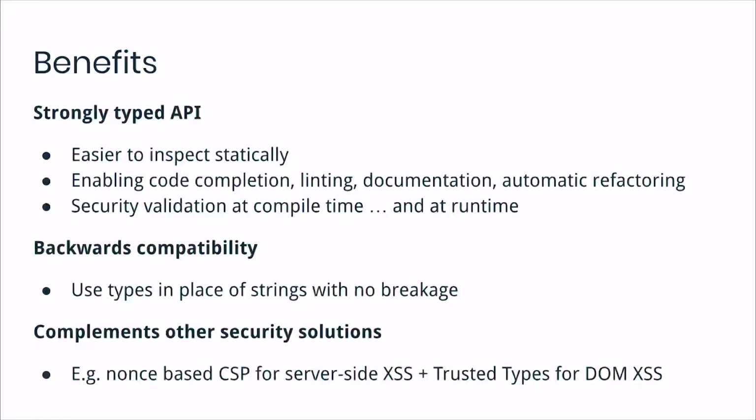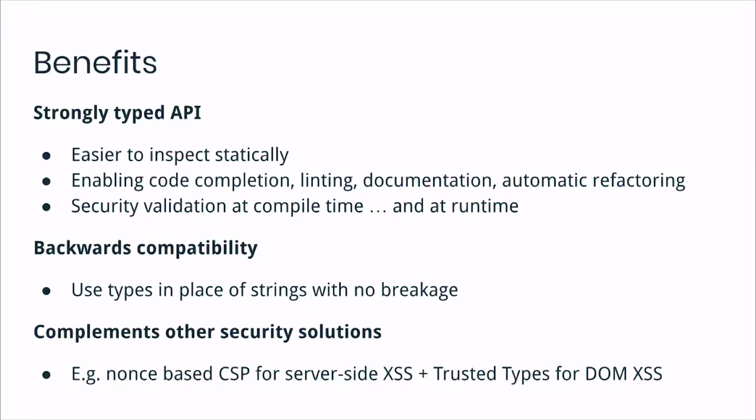But there's more. This API is strongly typed, meaning that our JavaScript code is easier to inspect statically. We can reason about the code in an automatic fashion. We can enable code completion, linter checks, documentation around it, automatic refactoring even. And the security validation, of course, happens at runtime because it's a browser API. But now also we can push this left to the compiler level. We can assert that a certain function is being called with a type.